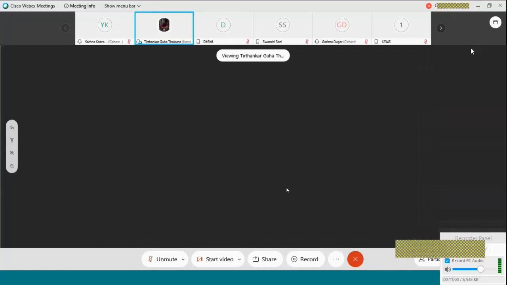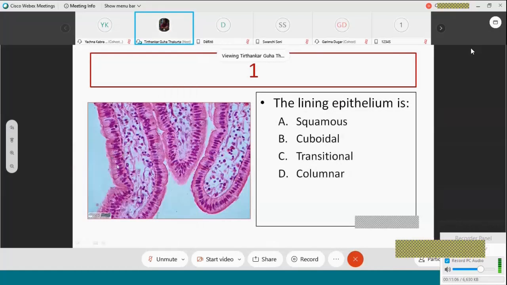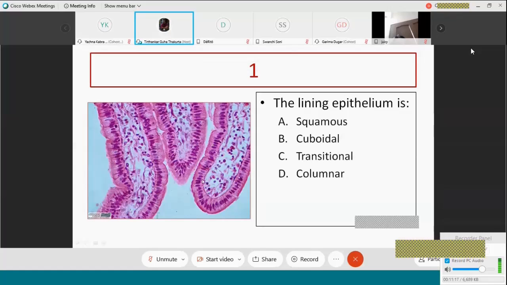So you can see here that the cells are elongated. The height of the cell is definitely much more compared to the breadth of the cell. And the nuclei are more or less at the same level, indicating that it is a single file of cells, a single line of cells. Because of this, it can be best described as columnar epithelium.